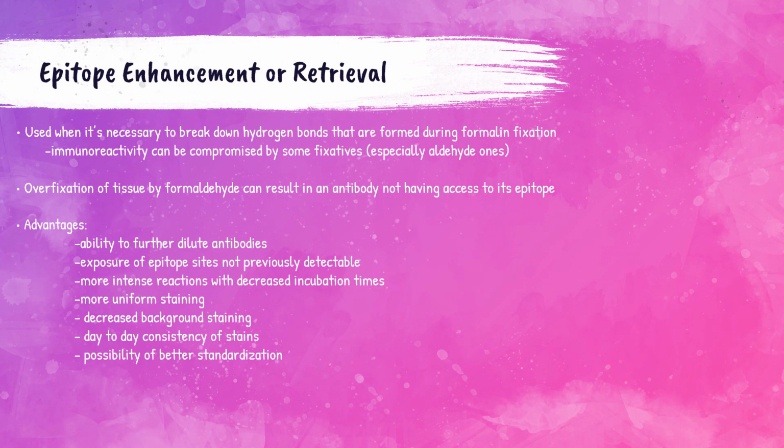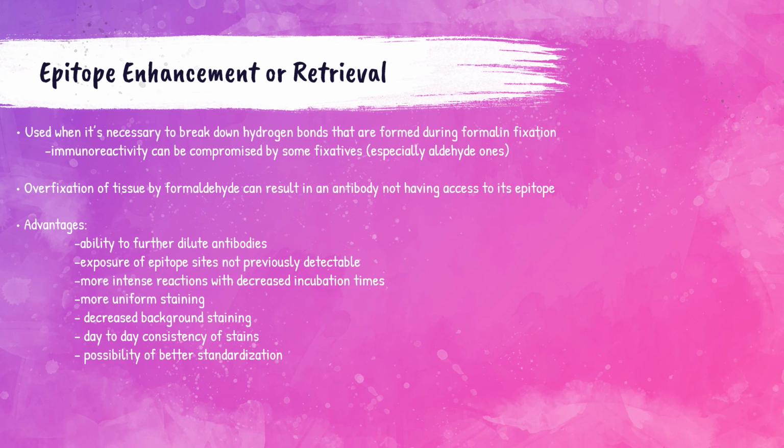Epitope retrieval methods are used when hydrogen bonds formed during fixation need to be broken down. Overfixation of tissue by formaldehyde can result in an antibody not being able to access its epitope. And if this happens, that results in a false negative staining of the tissue sections. So here is a list of the advantages of epitope retrieval.